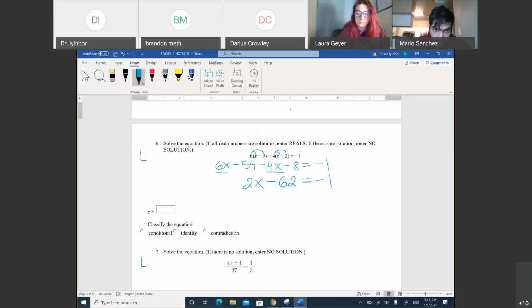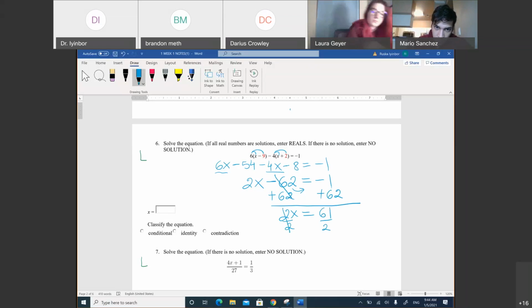Now from here, we're going to do first step, x's in one side. We have already x's in one side. There is no x in the other side. The second step is move the numbers. I'm going to move this number to the other side. So I have to, good job, Laura, you got it, plus 62 on both sides. Plus 62 is cancelled. So we have 2x equals negative 1 plus 62 is 61. And then I'm going to divide by 2 both sides. And that gives me x equals 61 over 2.